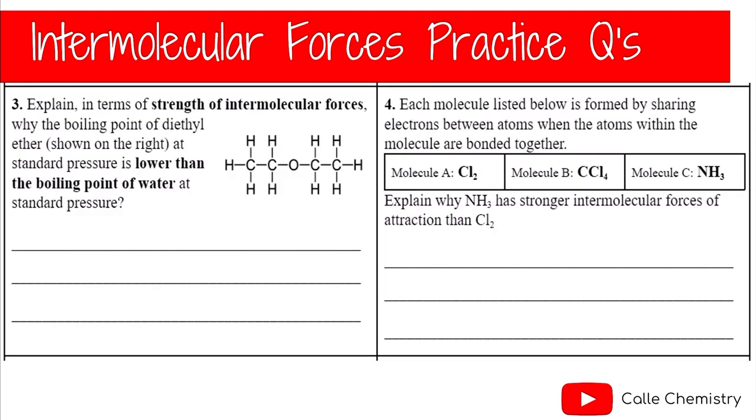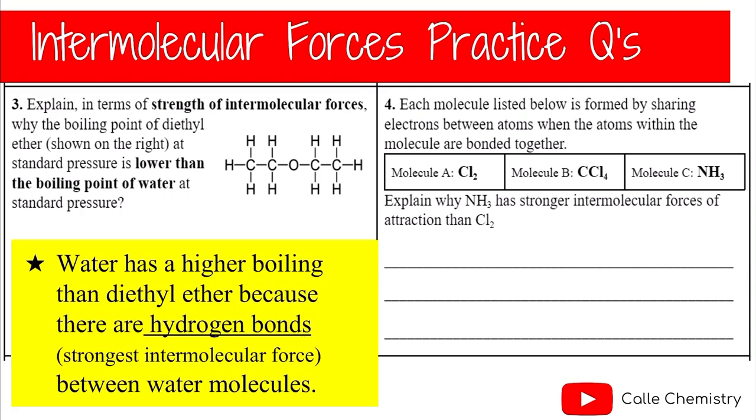Moving on. Explain in terms of strength of intermolecular forces why the boiling point of diethyl ether at standard pressure is lower than the boiling point of water at standard pressure. So we just discussed the intermolecular forces that happen between water molecules, and that's hydrogen bonding. And we mentioned that it's the strongest intermolecular force we have. So water has a higher boiling point because it has hydrogen bonds between water molecules.